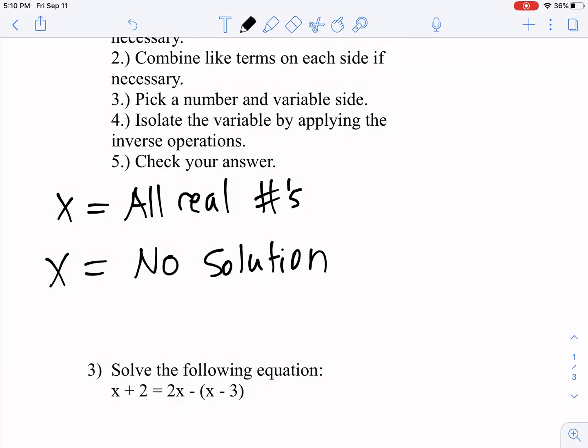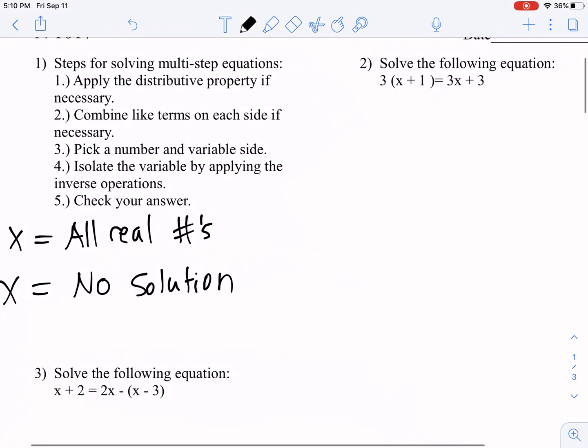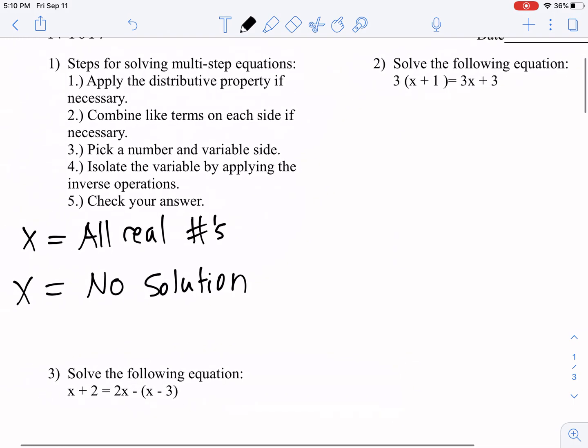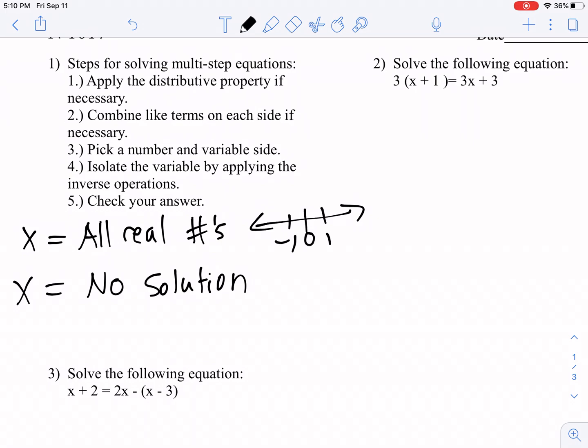What I mean by that is, if x is equal to all real numbers, remember, all real numbers means any number that can be put on a number line. We could pick any number on a number line. It doesn't matter what it is. It could be a fraction, it could be a decimal value. We can pick any number and it would make the statement true. So we could plug in any number for x and it would solve our equation. It would be the correct answer, okay?